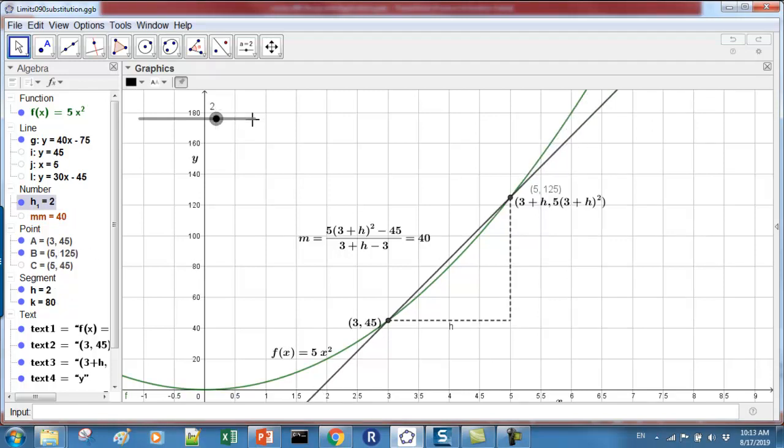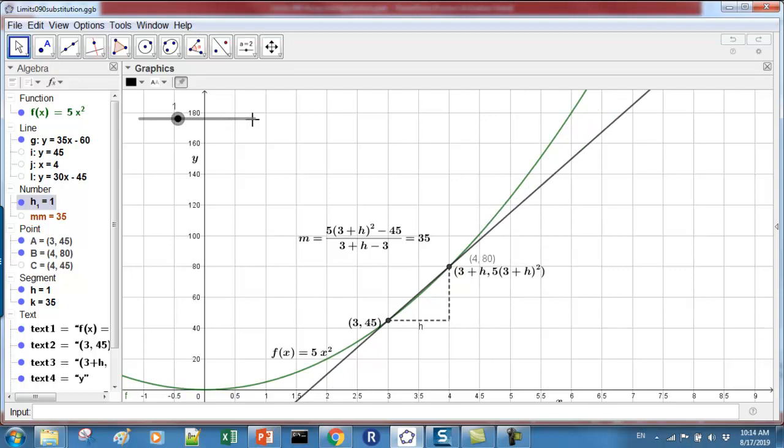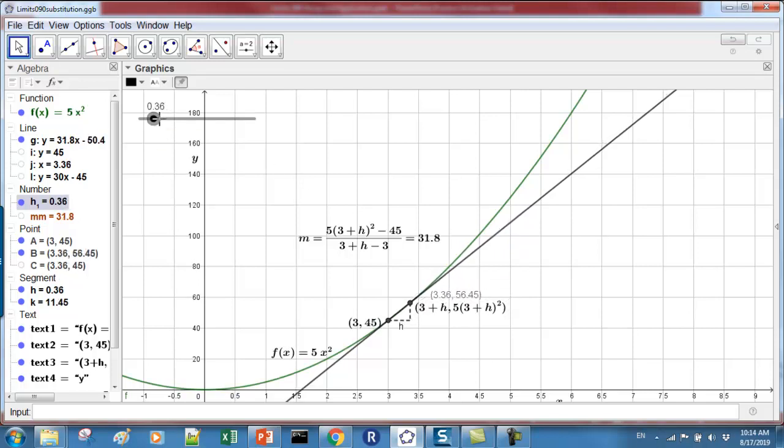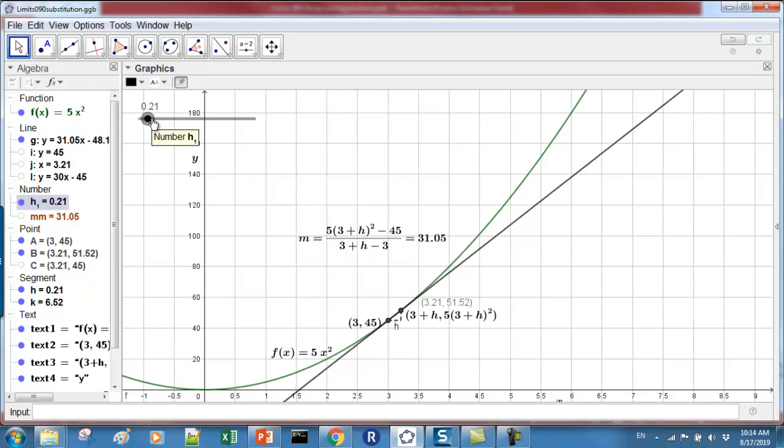So you can see what's happening here. This h is getting smaller and smaller. And the gradient of this secant line is approaching the gradient of the line drawn tangent. So notice as I keep reducing the value of h, so this number here gives me the value of h, the gradient is approaching the gradient of the tangent line. So right now at this point, you can't tell the difference between the secant line and the tangent line visually. And you can see that we are approaching 30.